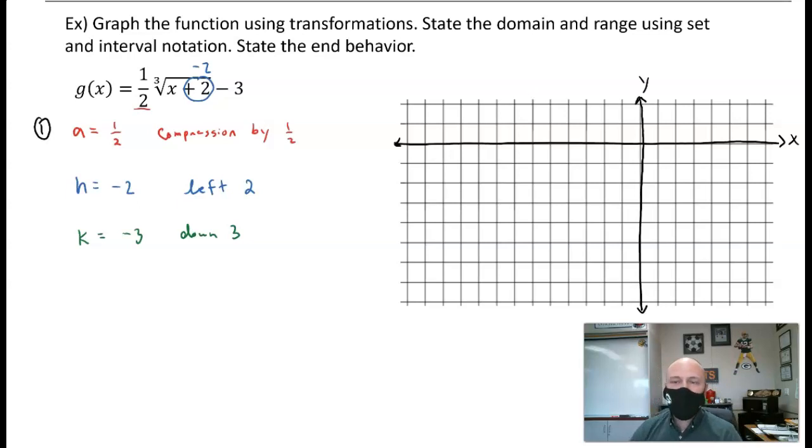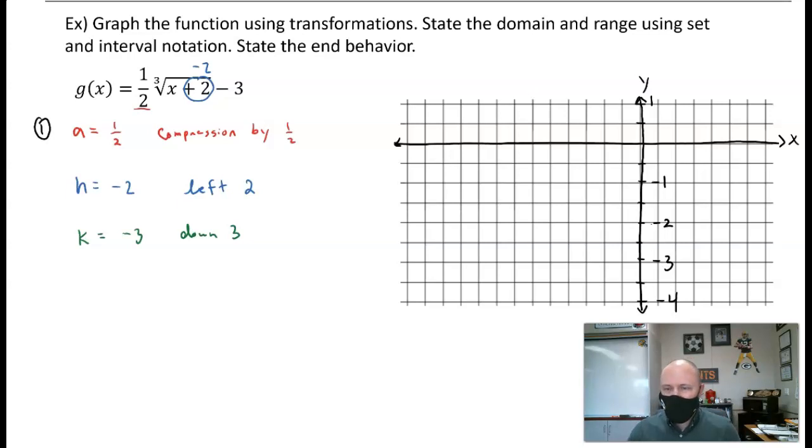Also, since I have a vertical compression by a factor of 1/2, I'm going to make my scale a little bit wider. So each scale factor will be 1/2. So every 2 will be 1. So there's 1. This will be -1. This will be -2. This will be -3. This will be -4. And I hope that's good enough for my graph.